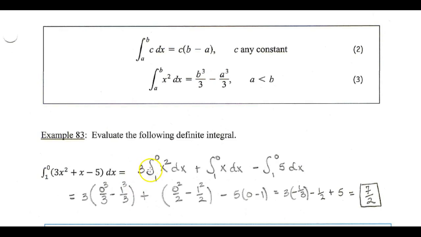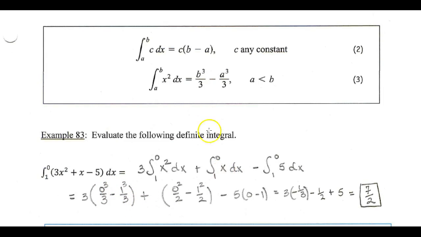So this is 3 times the integral from 1 to 0 of x squared dx, plus the integral from 1 to 0 of x dx, minus, I could have brought this 5 out, but since I'm going to use this property here, that's okay. So minus the integral from 1 to 0 of 5 dx. So we know the integral of x squared is this guy, b cubed over 3 minus a cubed over 3, so b is 0, a is 1. So this is 3 times 0 cubed over 3 minus 1 cubed over 3.